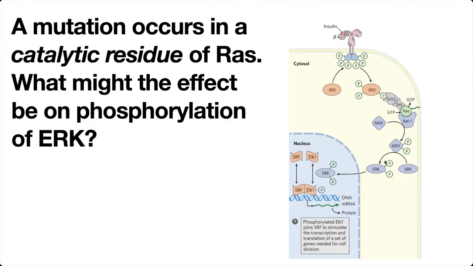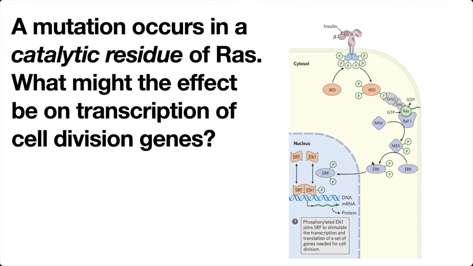What about ERK? We can see from the diagram that MEK is phosphorylating ERK. And so if MEK is stuck on, because RAF is stuck on, because RAS is stuck on, then ERK is going to be phosphorylated more. And finally, what would be the effect on the transcription of cell division genes? Well, ERK's function was to phosphorylate ELK so that ELK could then increase transcription of cell division genes. So if ERK is stuck on, ELK is going to be stuck on, which means that we're going to get more transcription.